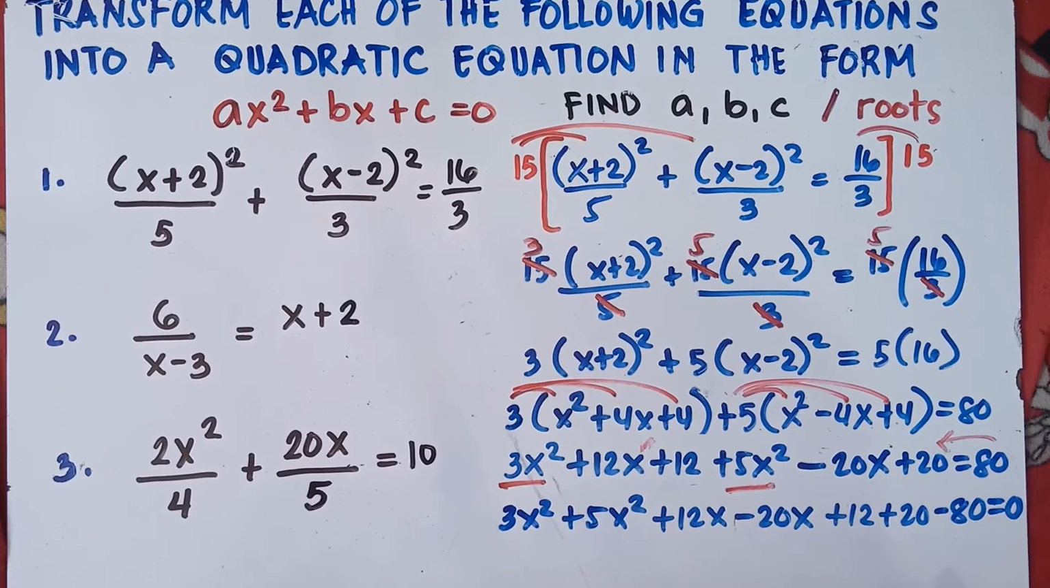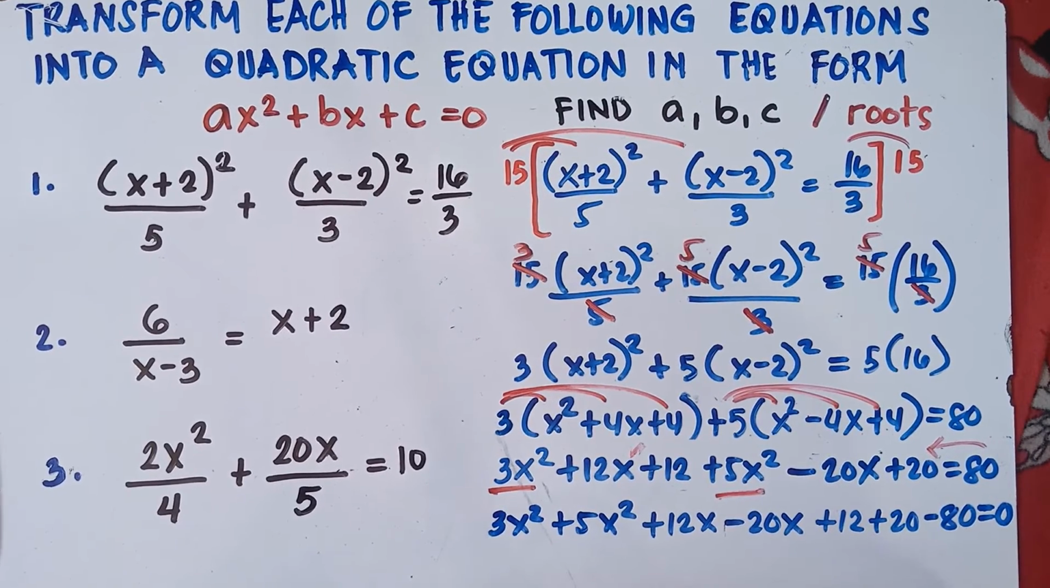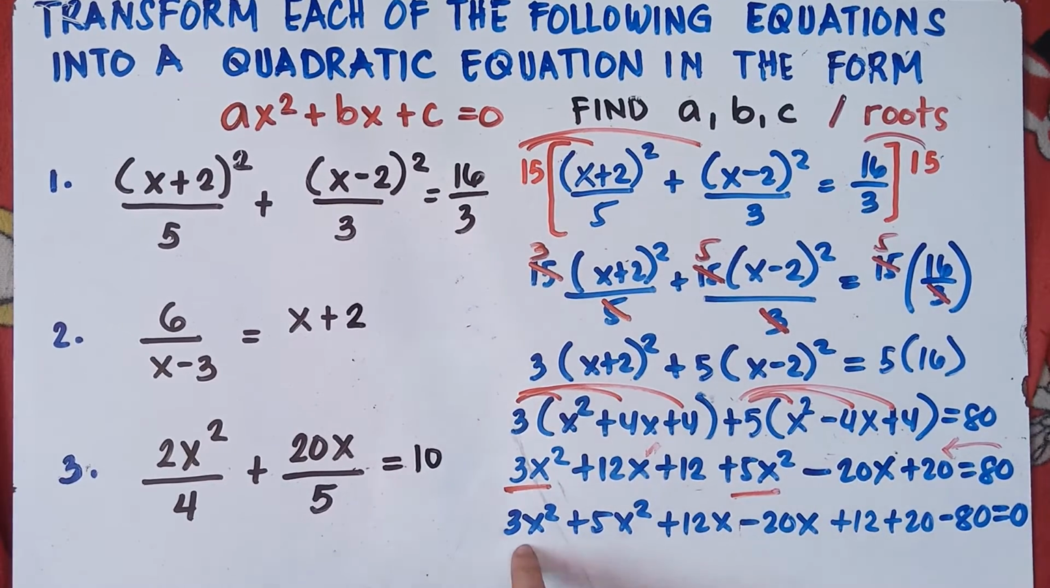Alright, and then we combine like terms. So this will be 3x squared plus 5x squared. Once again, add the numbers. 3 plus 5 is 8. And then simply copy the literal coefficient, x squared.